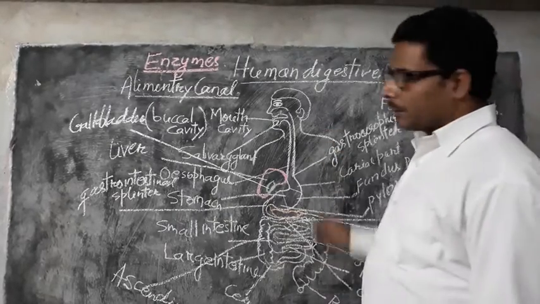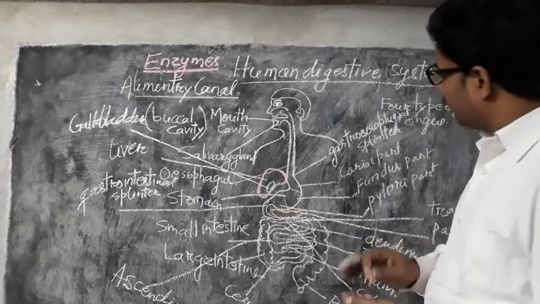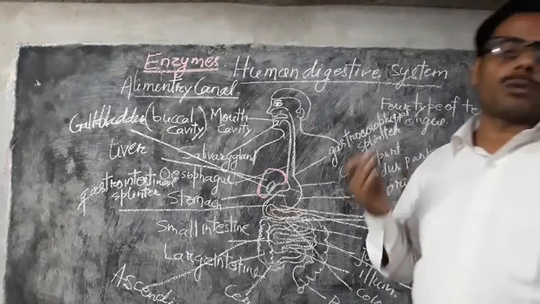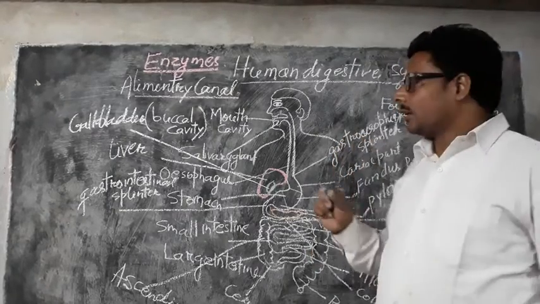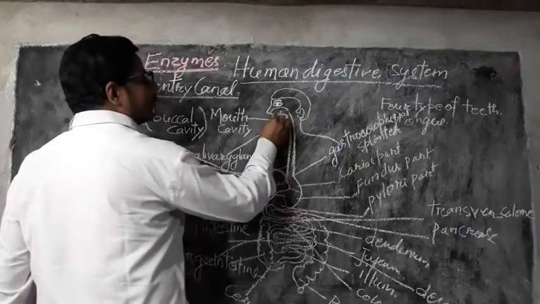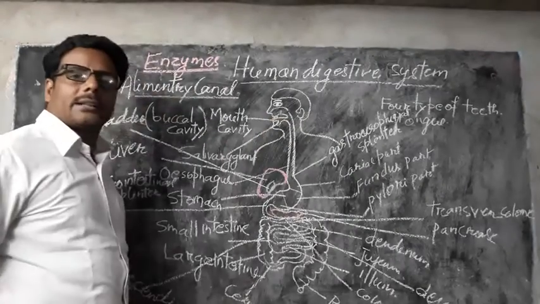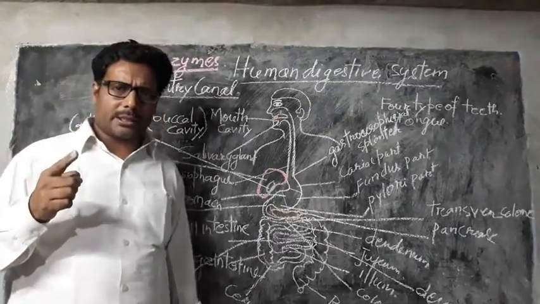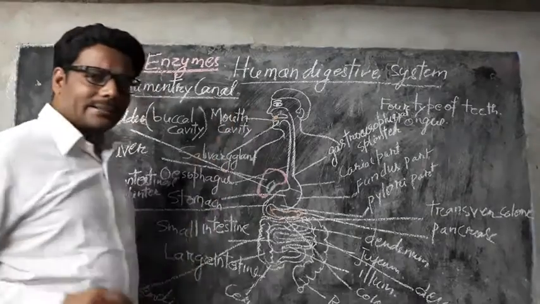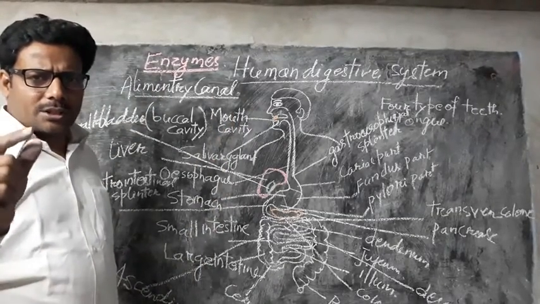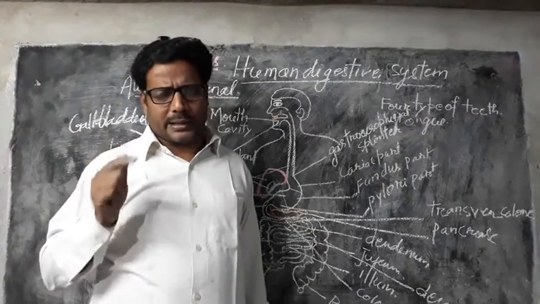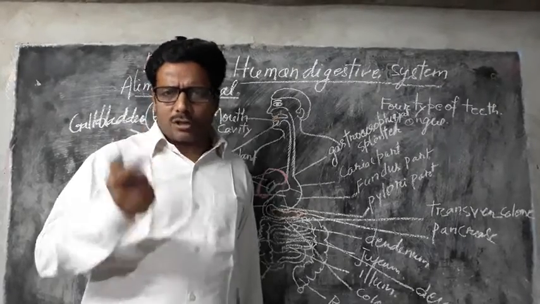So, one by one, let us discuss. First of all, our food goes into the mouth and gets converted into small pieces, and thereafter it mixes with the secretion of the salivary gland. The salivary gland secretes saliva, which contains an enzyme and helps in the partial digestion of carbohydrate. It makes the food moist also.